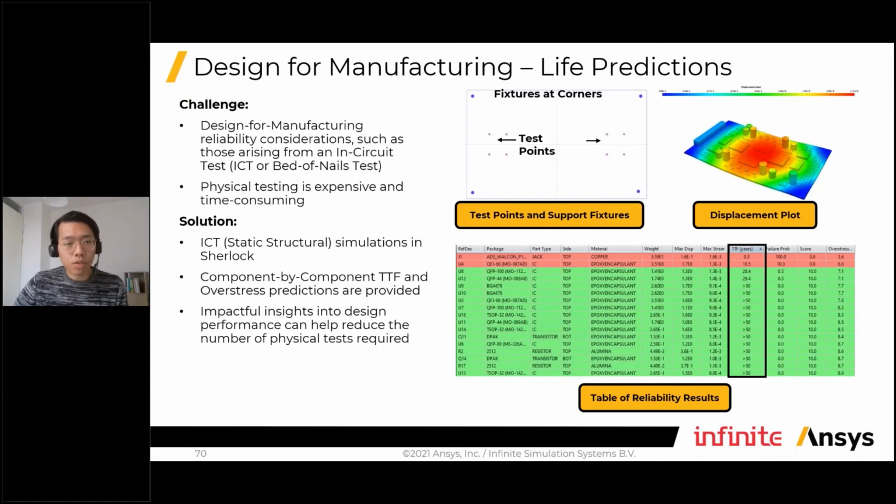Design for manufacturing: during the manufacturing process or testing process, how is this process going to affect your devices? Because we don't want the testing process and manufacturing process causing additional failure to our board. So this is also something very important that we can already think about.